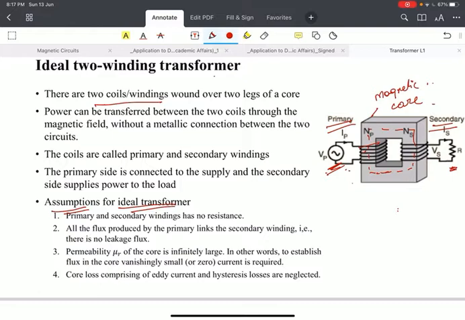We will consider that all the flux produced by the primary winding is linking with the secondary winding. We know that is not the case. As I have discussed in the previous class, some flux links with the air, which we call leakage flux. In an ideal transformer, we will consider that all the flux generated by the primary will be linking with the secondary coil. And we will consider that the permeability of the iron is infinitely large.